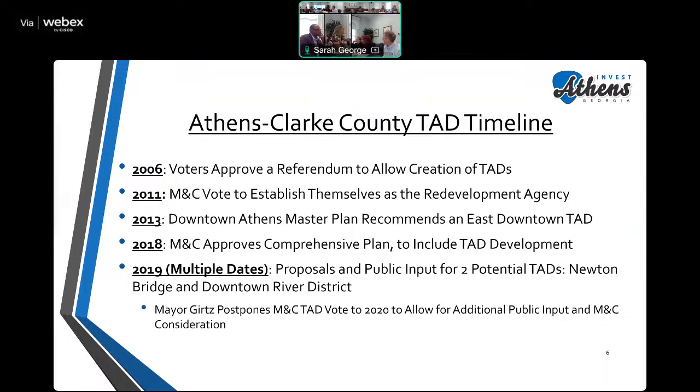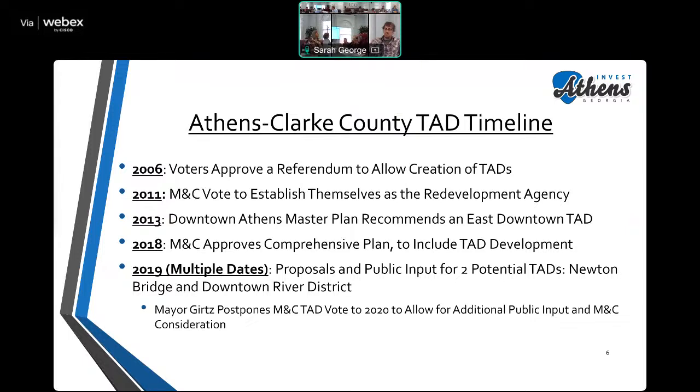So how did we come to Athens here? Well, in 2006, our voters approved a referendum to bring tax allocation districts here. In 2011, the mayor and commission approved themselves as the redevelopment agency, a requirement in the redevelopment powers law.